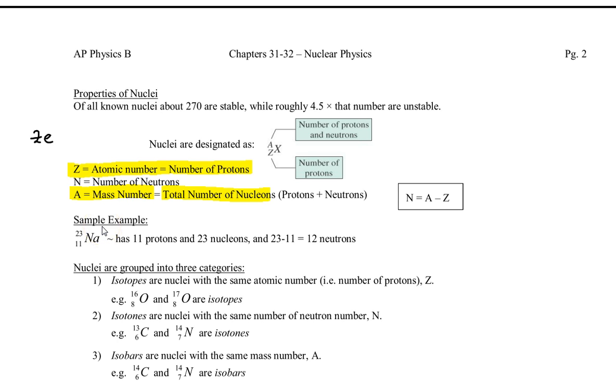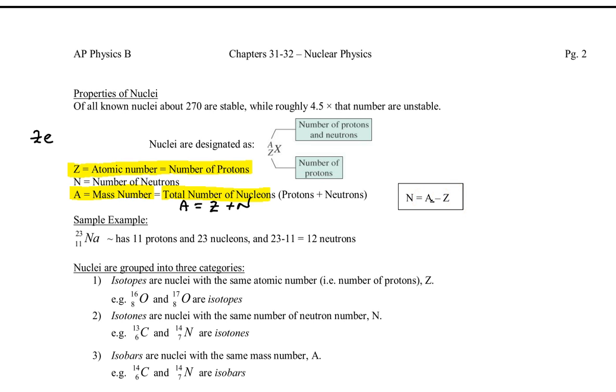And you should be able to identify how many protons, electrons, neutrons, and so forth are in here. We have 11 protons, that's the atomic number. We have 23 nucleons, that's the mass number. If you subtract 23 minus 11, you'll have 12, which represents the number of neutrons. Remember that the mass number, A, represents the total amount of nucleons, which is Z plus N for neutrons. So if you were to solve for the number of neutrons, you'd take the mass number and subtract the atomic number from that.